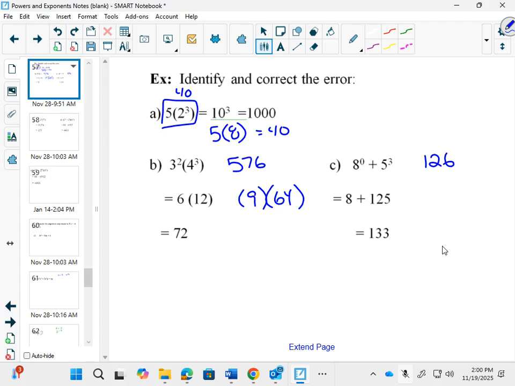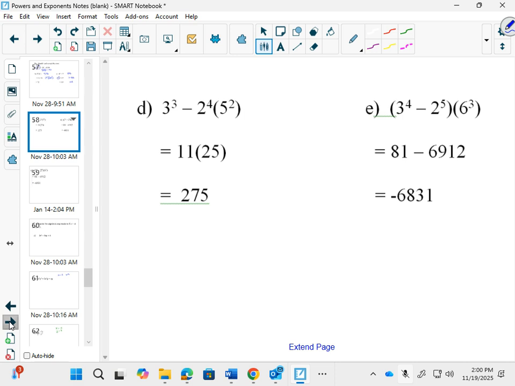Is 8 to the 0 8? It's 1. So this is the mistake. It should have been 1 plus 125, and that makes 126. Type the next one into your calculator. It is not 275. What should it be?